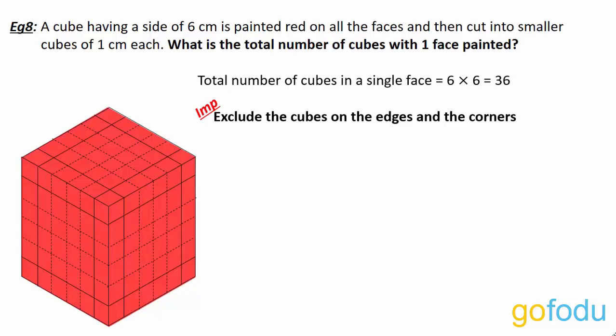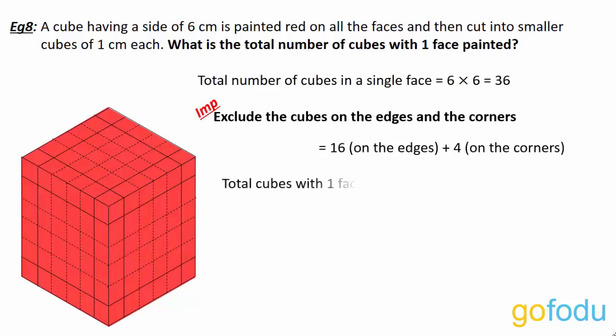There are 4 cubes with 2 faces painted on a single edge. And for one face, there are 4 such edges. So, 4 into 4 gives us 16 on the edge. And at the corners, we have 4 cubes with 3 faces painted. The total number of cubes with one face painted on a single face comes out as 36 minus 20, which is 16. This is the number of one face painted cubes on a single face only.